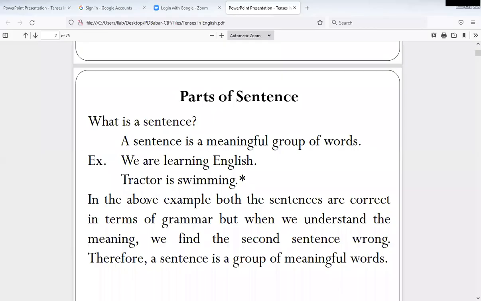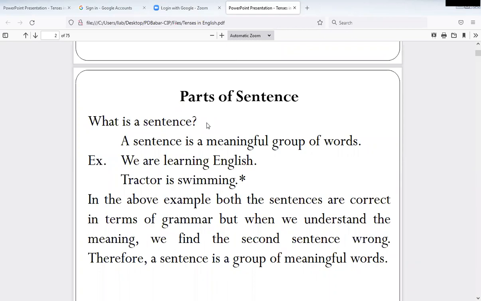Okay, we'll start with our topic. Let me share the screen. Let me know if it is visible or not. Is the screen visible? Yes, sir. Okay.